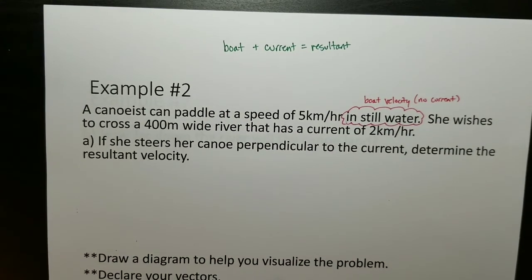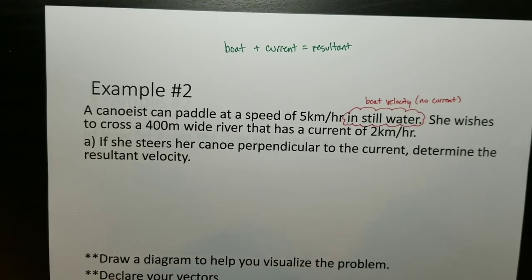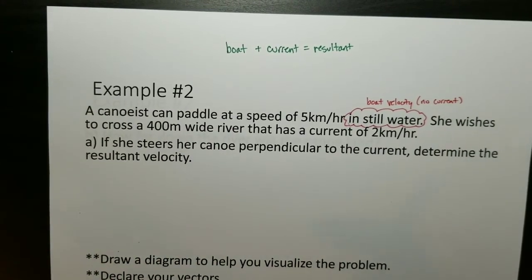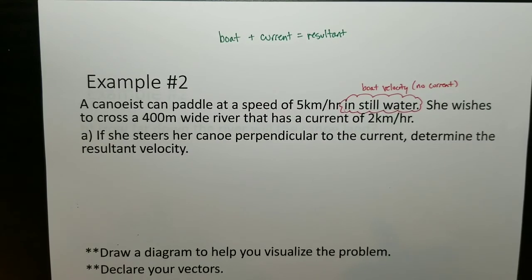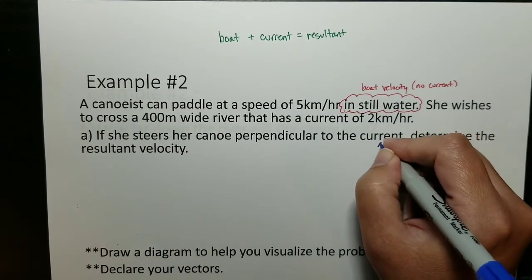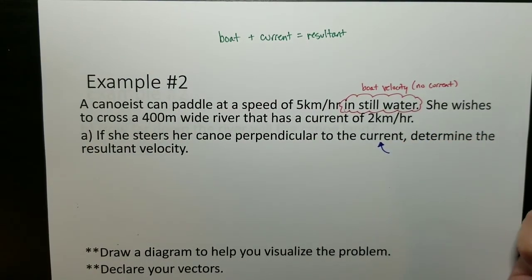She wishes to cross a 400 meter wide river that has a current of 2 kilometers per hour. So the first question, if she steers her canoe perpendicular to the current, determine the resultant velocity. So she's trying to go across a river, and if she goes perpendicular to the current, we want to find what the resultant would be. Now, one really important thing, current is always parallel to the sides of a river.